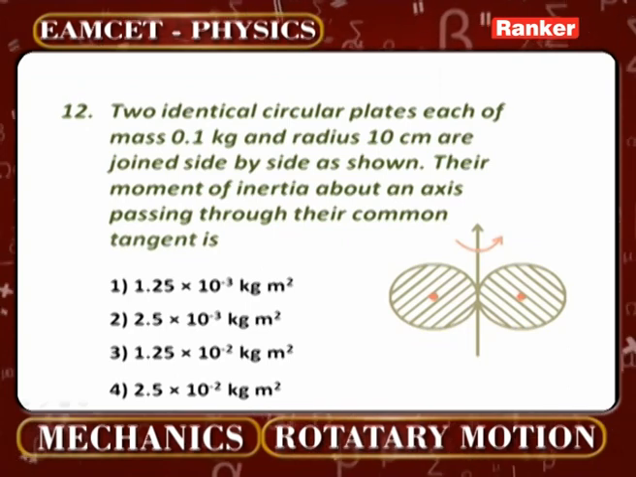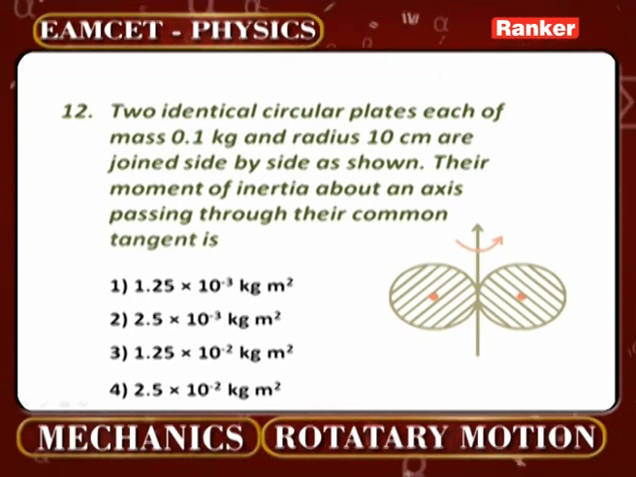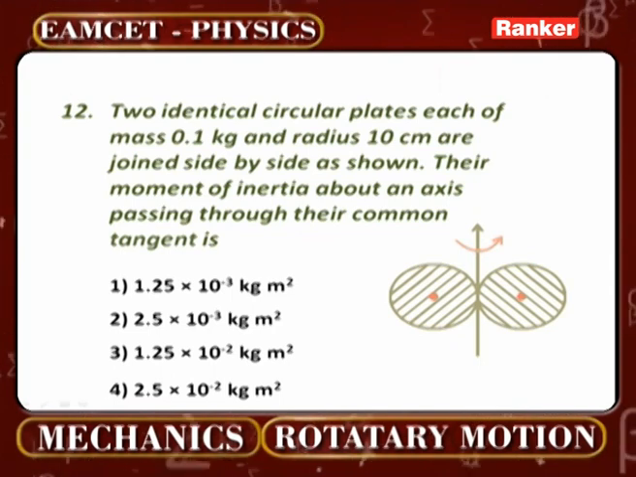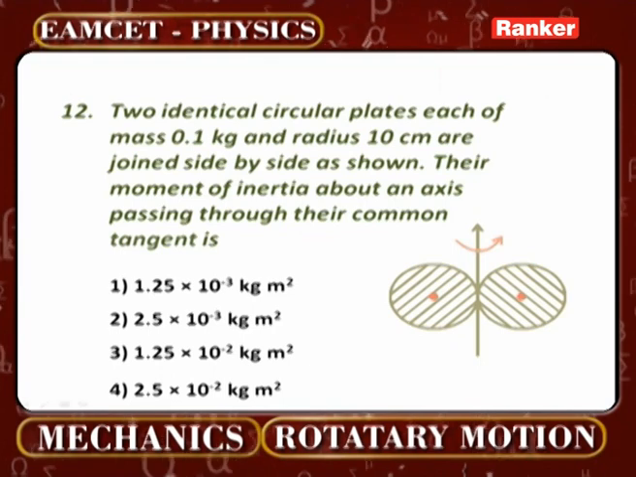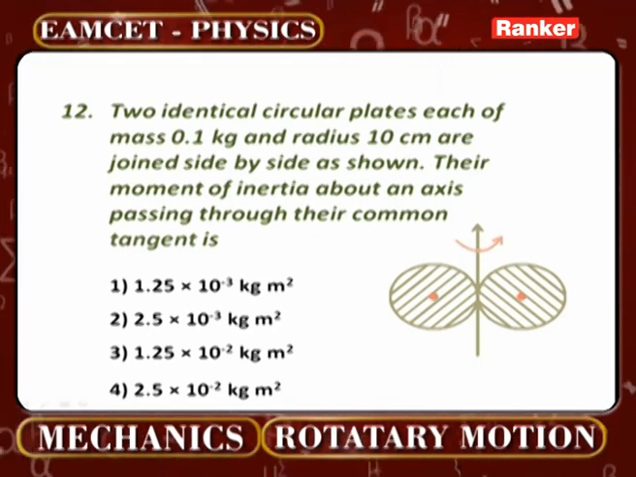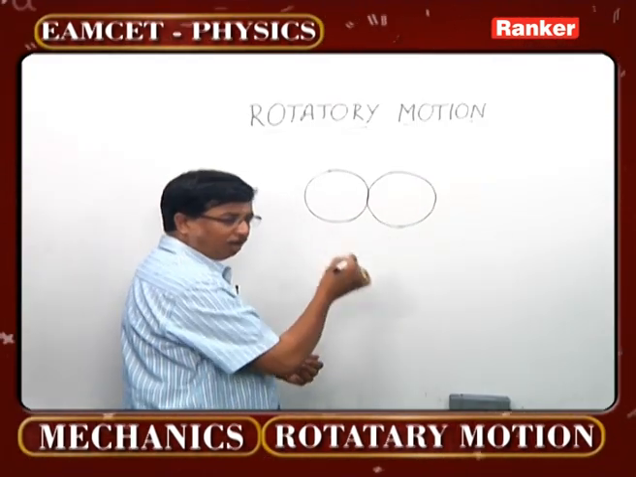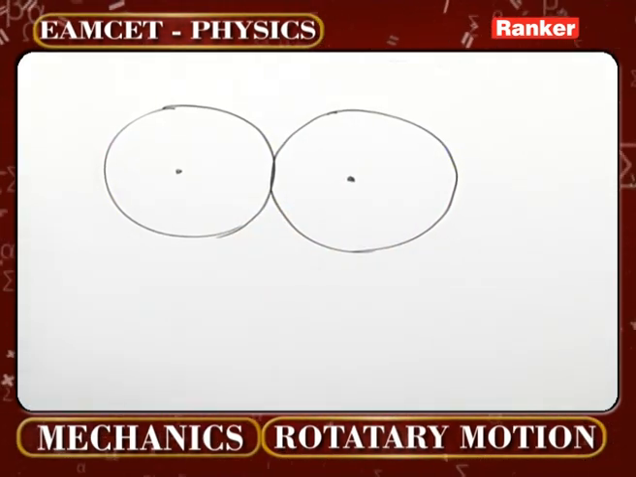There are two bodies given in this one. This type of a model is a very commonly asked question at Eamcet level. Two identical circular plates, each of mass 0.1 kg and radius 10 centimeter are joined side by side as shown. This is the circular plate 1. This one is the circular plate 2. Right, they are attached like this. This is the center here, this is the center for the second body as such.